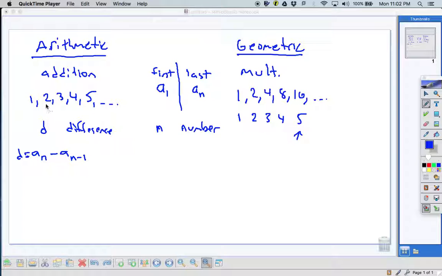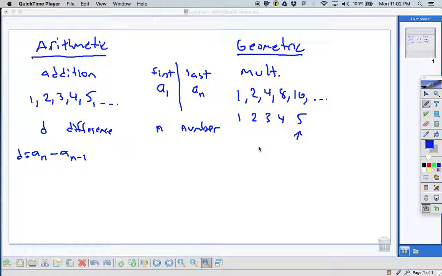So let's say we wanted to know what the difference is here. We could do 2 minus 1 is 1. And it should be the same no matter which two numbers we do, as long as it's a number and its previous number. So 4 minus 3 is 1, 5 minus 4 is 1. If we kept going, 6 minus 5 is 1. It doesn't matter as long as you take any number minus its previous one. So that's what d is.